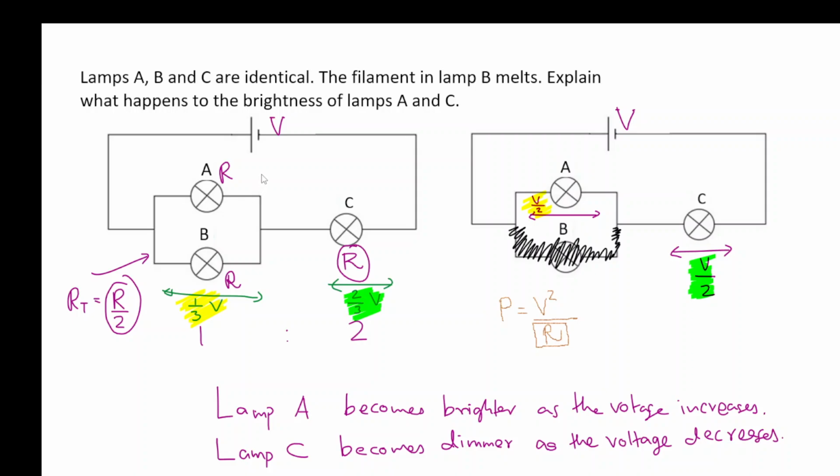So the answer is lamp A becomes brighter because the voltage goes up. Lamp C becomes dimmer because the voltage decreases.